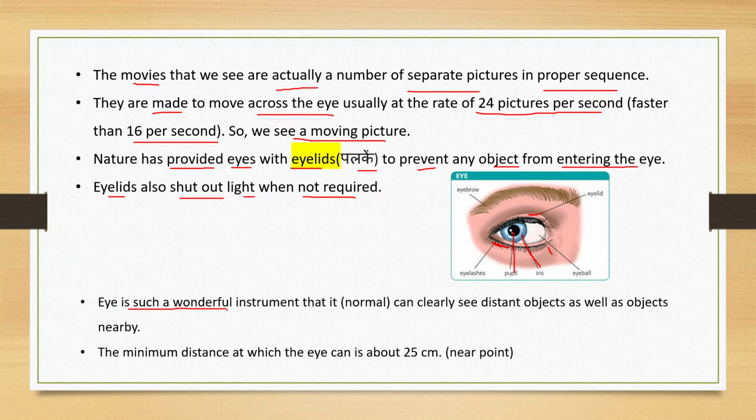The eye is such a wonderful instrument that it normally can clearly see distant objects, यानी कि डिस्टेंट का मतलब दूर के ऑब्जेक्ट्स को देख सकती है, as well as objects nearby, पास के ऑब्जेक्ट्स को भी देख सकती है. The minimum distance at which the eye can see is about 25 centimeter and this is known as near point. ठीक है. There is one far point. Far point is the maximum distance at which the eye can see, and generally this is infinite. Okay, thank you.